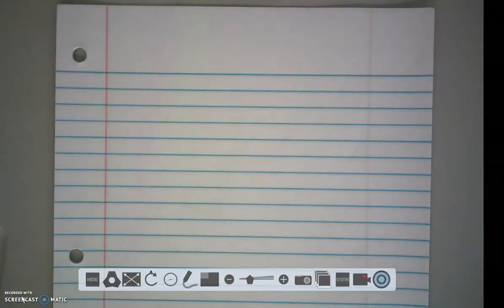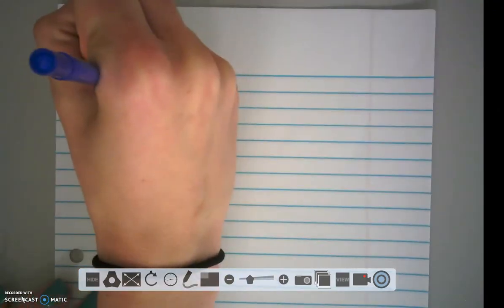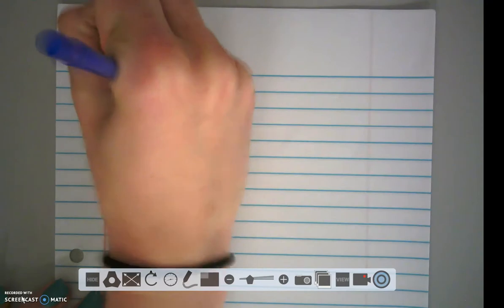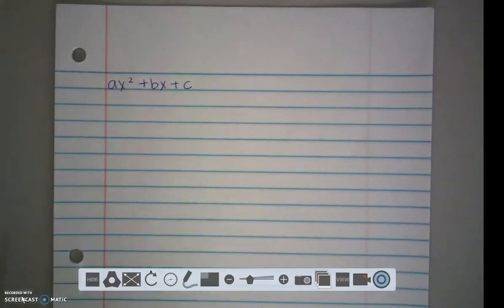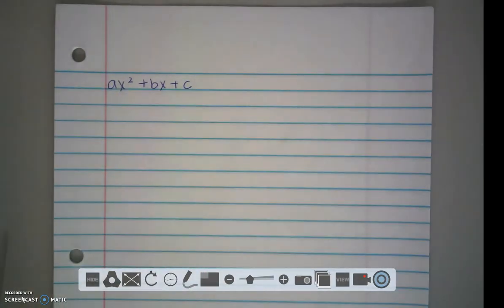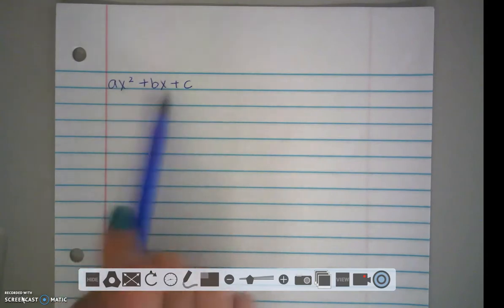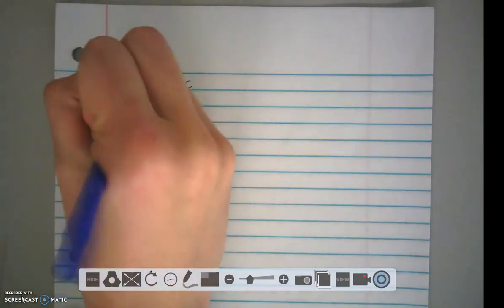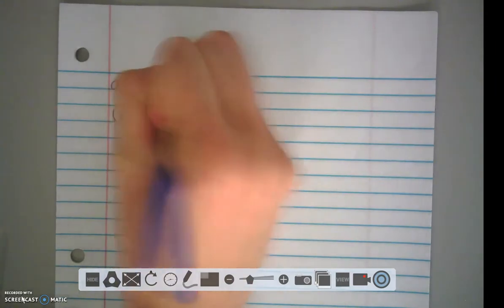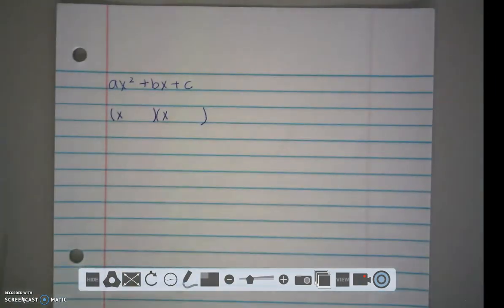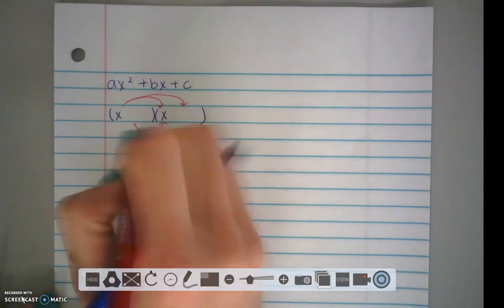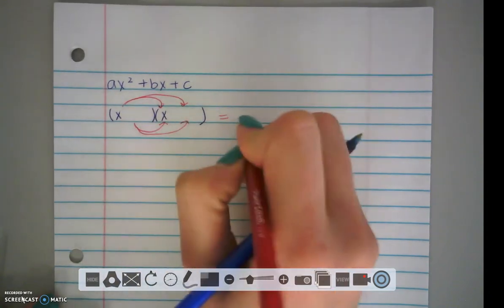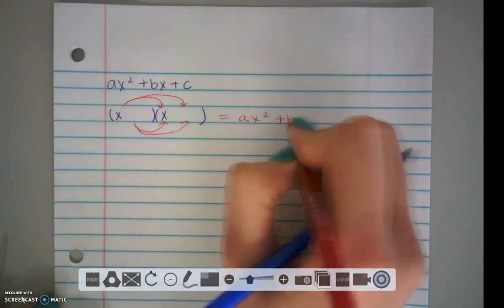All right, let's review factoring quadratics. Remember, a quadratic equation or quadratic expression is ax squared plus bx plus c. We're going to try and break that down into factors, or two things that will multiply out to be this expression. So we're looking for a template that looks like this, so that when I use the distribution method, I'm equaling the ax squared plus bx plus c.